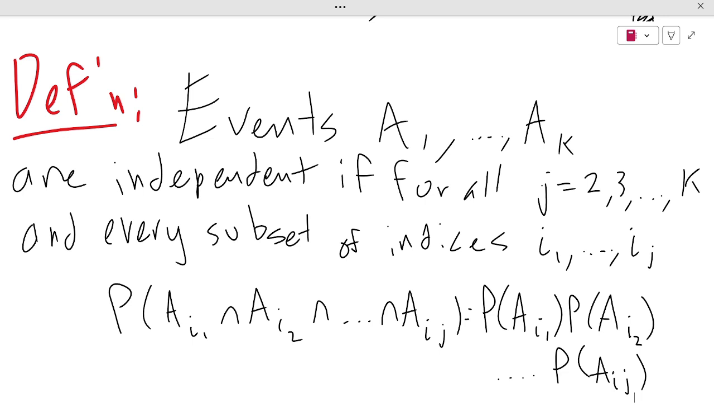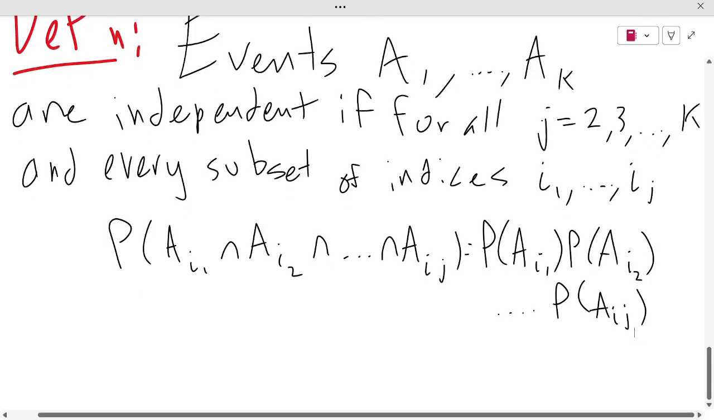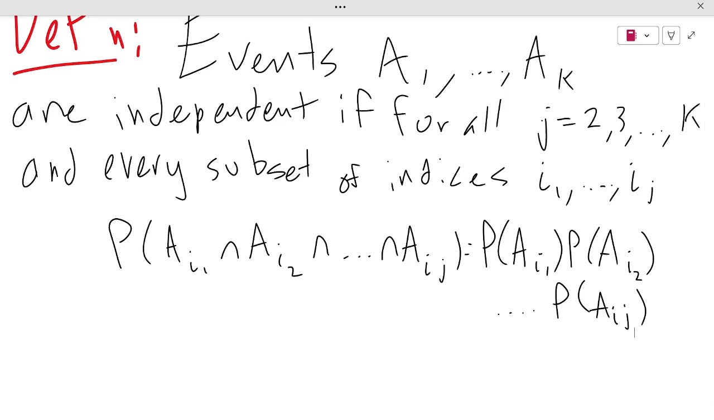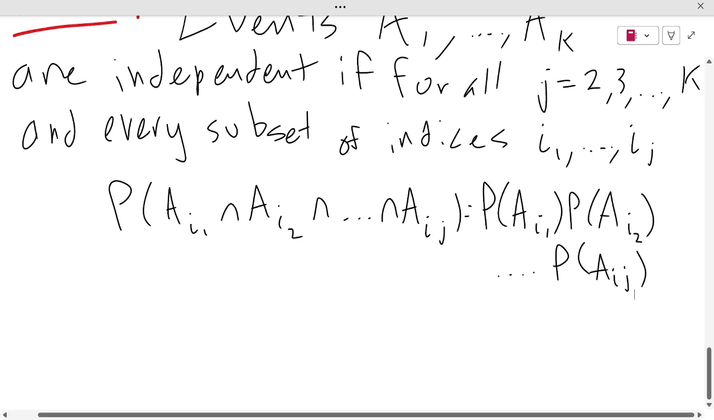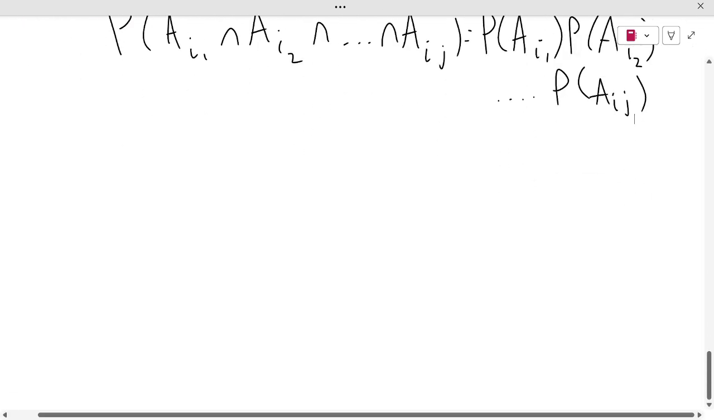Okay, and essentially what this is saying is any sort of combination, any sort of subset of events that we can come up with, they themselves have to be independent, right? In order for all the events to be independent. So any two events have to be pairwise independent, as well as if we take 3 events, they also have to be independent. 4 events, they also have to be independent. It's just a way of communicating that idea.